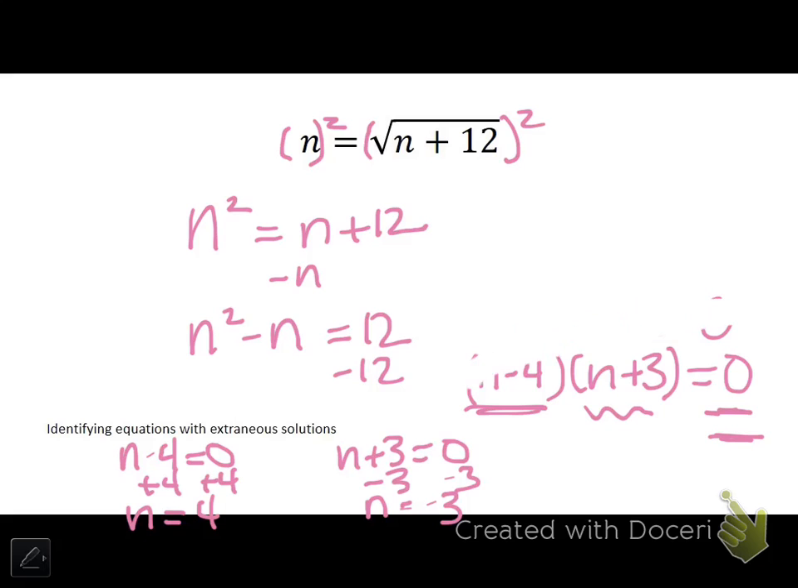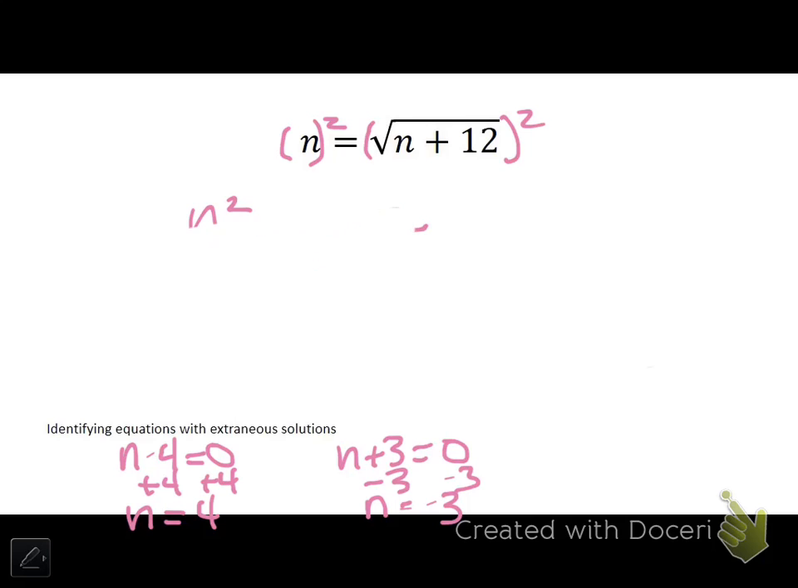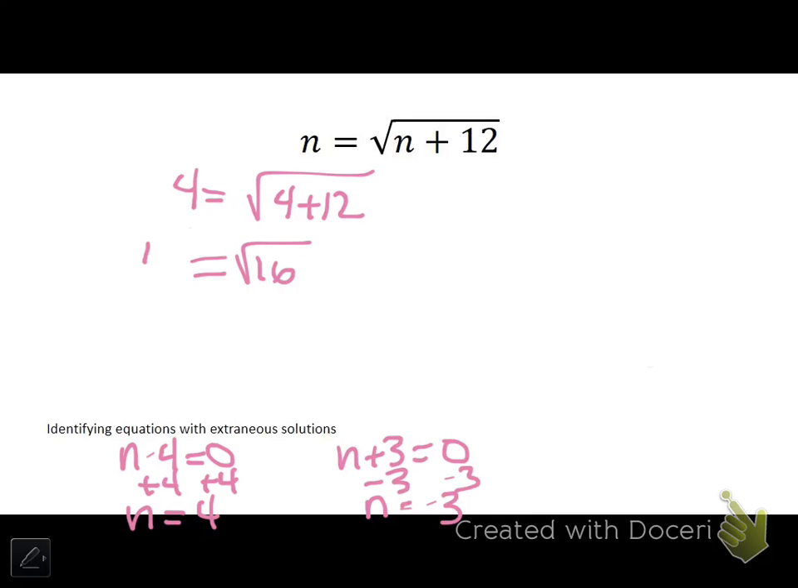So I'm going to go ahead and erase this so I have room to plug them in. Okay, so let's go ahead. I'm going to erase up here too. So 4 equals the square root of 4 plus 12. Okay, 4 plus 12 is 16. Square root of 16 is 4. So that one's good.